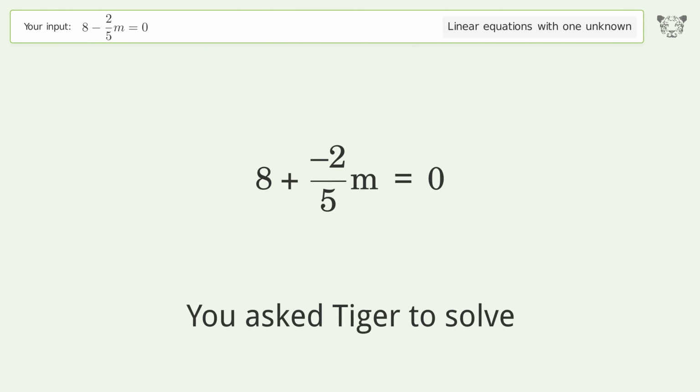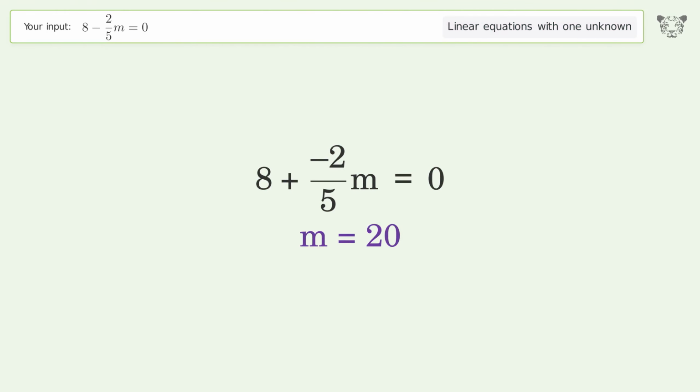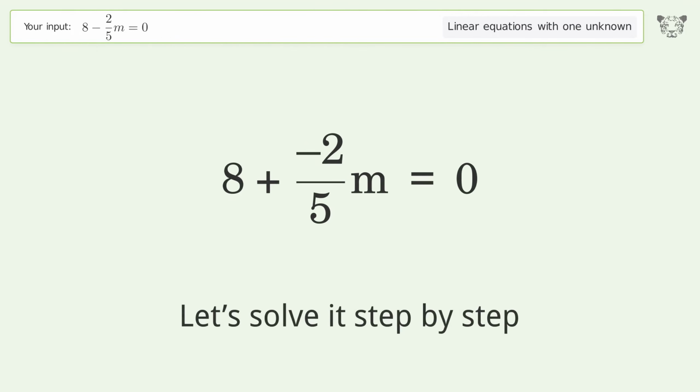You ask Tiger to solve. This deals with linear equations with one unknown. The final result is m equals 20. Let's solve it step by step.